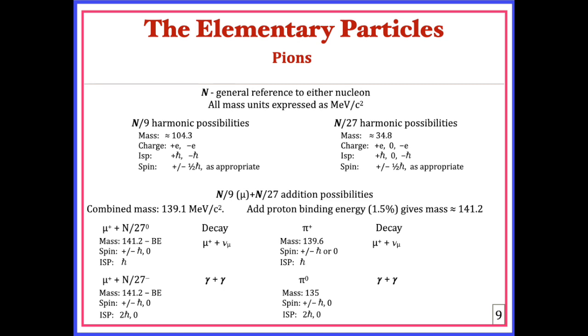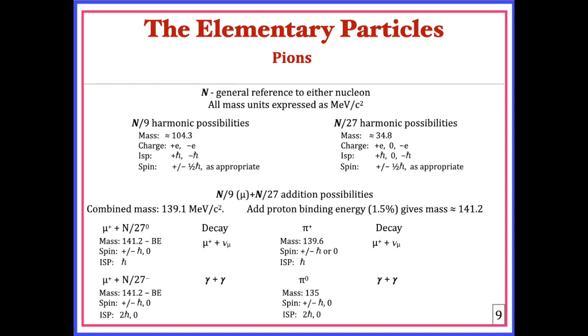Time now to look at what happens when a charged muon unites with its oppositely charged N/27 oscillation. The two half h-bar spins can unite to form either h-bar or spin 0. Both charged particles will mean an intrinsic spin of 2 h-bar or 0. Oppositely charged particles will be attracted more strongly to each other than will neutral particles to a charged particle. With a stronger binding energy, the neutral particle will have a lower mass.